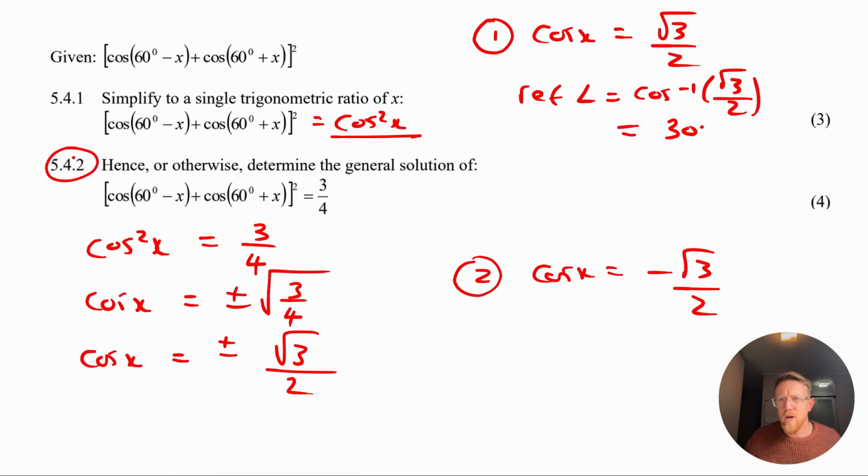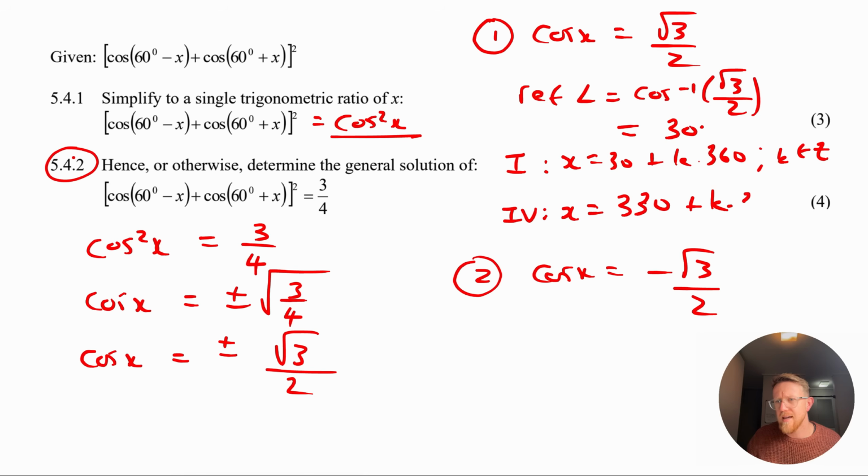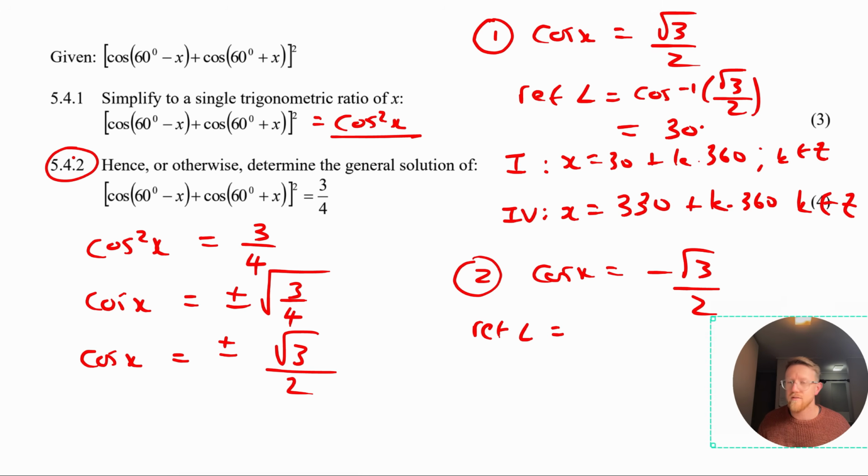And then we know that cos is positive in quadrant number 1 and quadrant number 4. And so you would say x equals 30 plus k times 360, k is an element of z. And then in quadrant number 4, you would say 360 minus 30, so it's just going to become 330 plus k times 360, k is an element of z. Now for this second scenario where we've got the negative, we're still going to get the reference angle. And when you get the reference angle, you don't put the negative on the calculator.